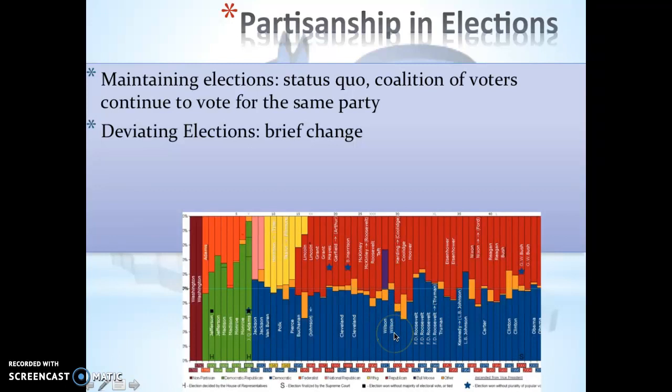So Wilson is able to win the election in 1912 because there is a very viable third-party candidate, Teddy Roosevelt, who splits the Republican coalition of support, and then the Republicans, not knowing whether to vote for Taft or vote for Teddy, end up in a situation where their votes are split and Wilson is able to win a plurality of the vote to take the White House. That's called a deviating election because it's a quick, brief change from what the supporters of the party that had maintained power has done.